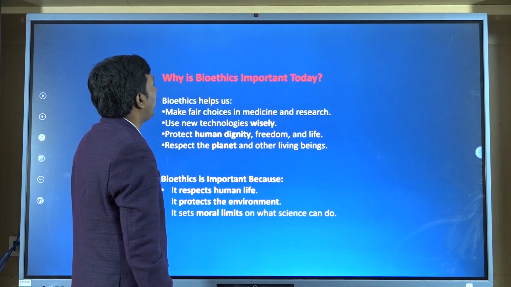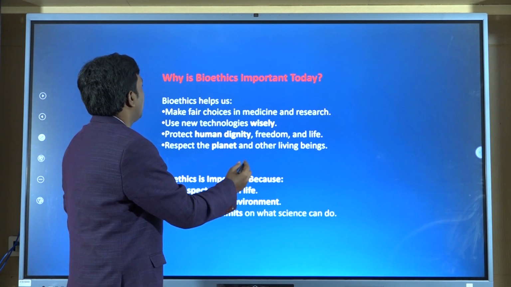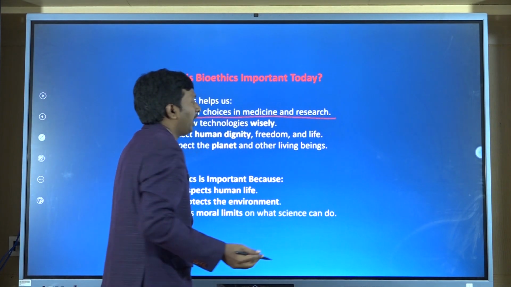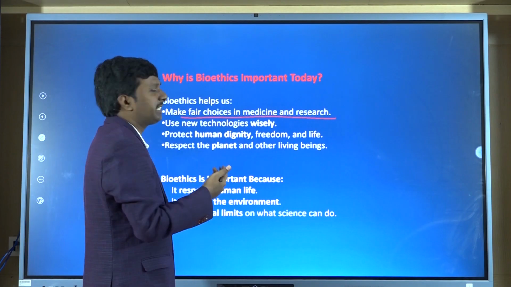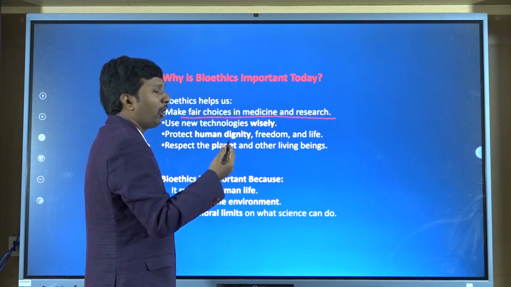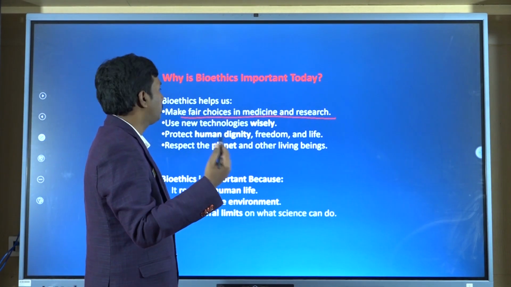Next one, why is bioethics important today? Because bioethics helps us make fair choices in medicine and research. Whenever we are working in the medical sector or research sector, we have to take fair choices, right? We have to follow bioethics, and then only can we take good choices and good decisions.